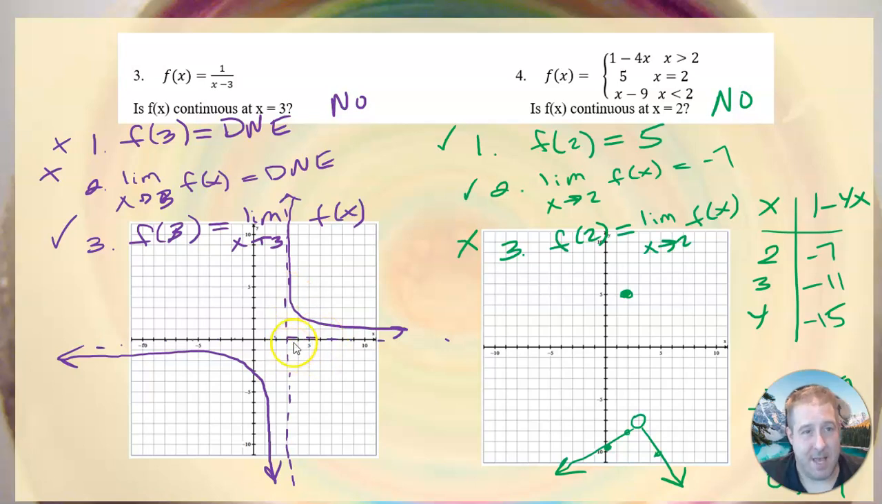Does f of 3 exist? No, it's a vertical asymptote. Does not exist. Does the limit exist at D and E? No, because they are not the same. Now, I know what I said earlier, and number 3 technically is true because they're both D and E. So technically, I guess both are the same, although I don't even like saying that either. But no, this is not continuous at x equals 3 because all 3 of these had to be the same.